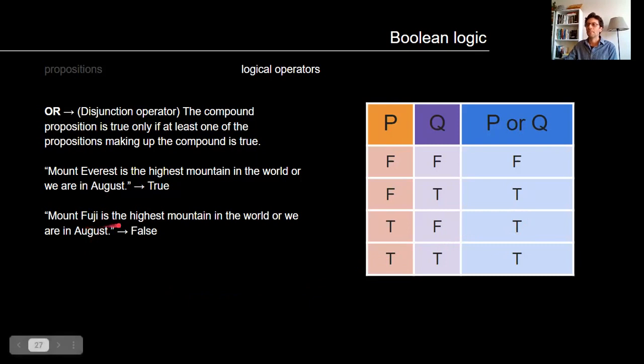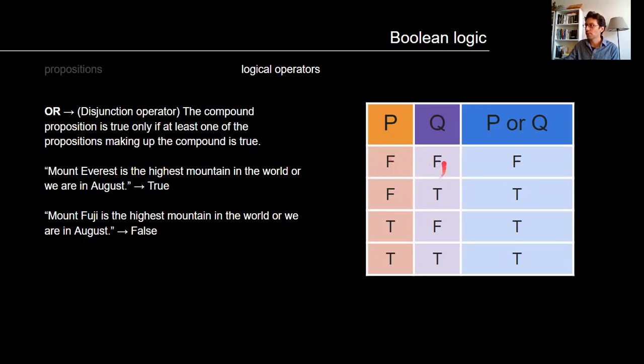Look at the other example. Mount Fuji is the highest mountain in the world, or we are in August. The first part is false. Mount Fuji is not the highest mountain in the world. P is false. So I go to this truth table and I find where P is false. In the first two rows, P is false. Now let me see if Q is true or false. We are not in August, so Q is false as well.